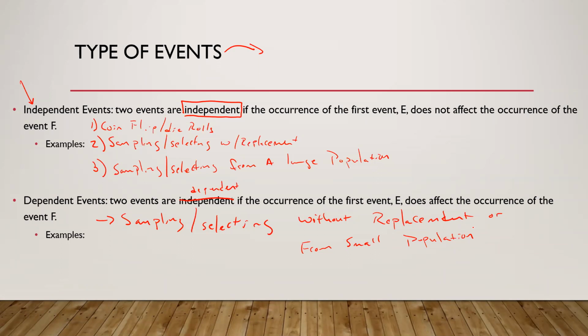What's the probability you go back into the deck and get another queen? 3 out of 51. Yeah, 3 out of 51. So notice how the probability changed slightly. Okay, those are dependent events. All right, but this week with our lecture, we're going to focus on independent events.